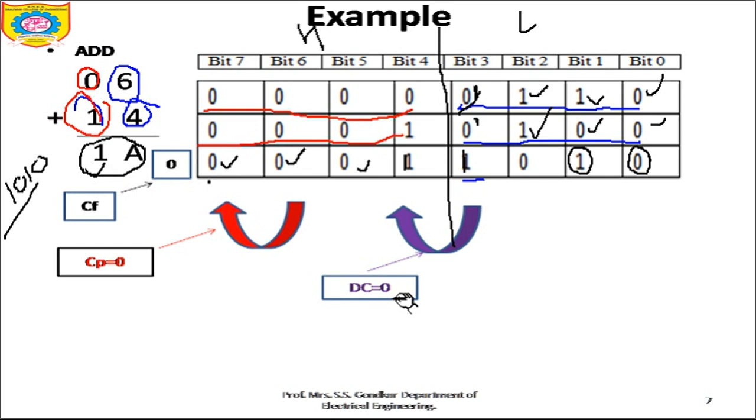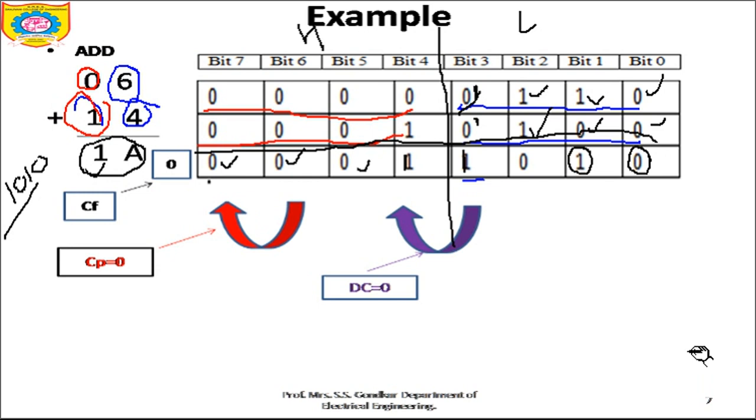Conclusion on the Z flag. Whatever result you got over here, is the result 0? No, the result is not 0. It means our Z flag should be equal to 0. Okay, on similar terms we can compare the overflow flag.